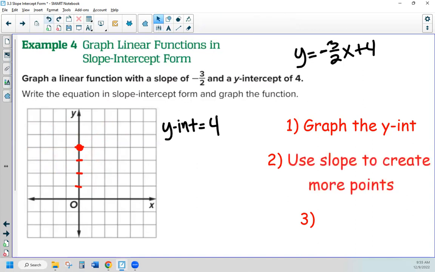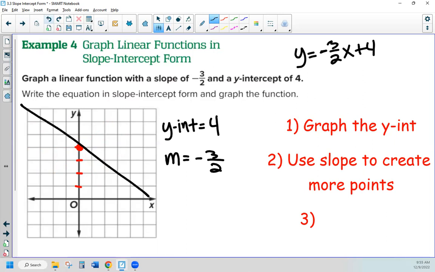Use the slope to create more points. What is my slope? My slope, aka m, is -3/2. What does -3/2 tell me? It tells me that the line I'm about to make needs to go downwards because it's a negative. If you're worried right now about which number the negative goes to, don't worry about it.